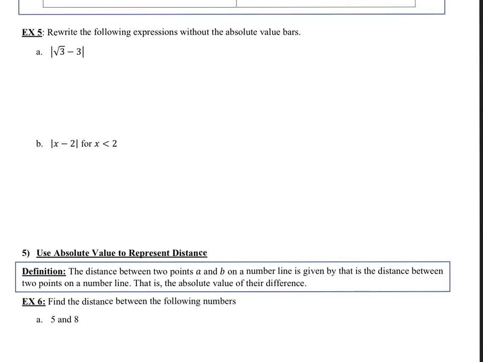Let's go ahead and use that. So, rewrite the following expressions without the absolute value bars. So as usual, if we're writing something without the absolute value bars, we have two options. We're going to check. What we want to know is, what is the sign of the inside value?